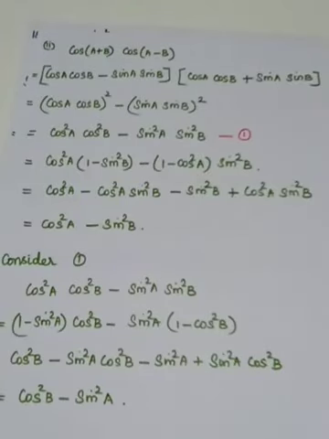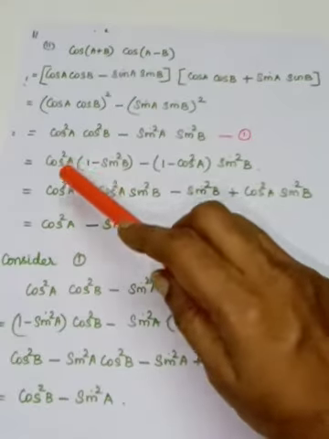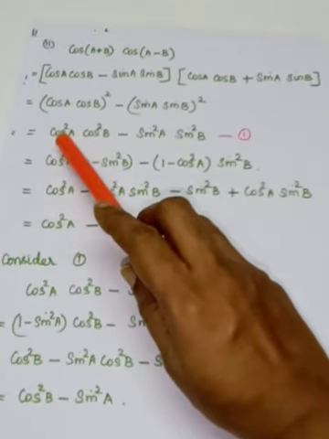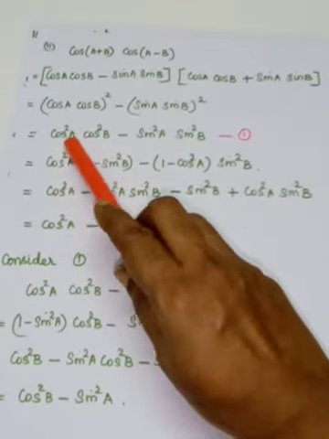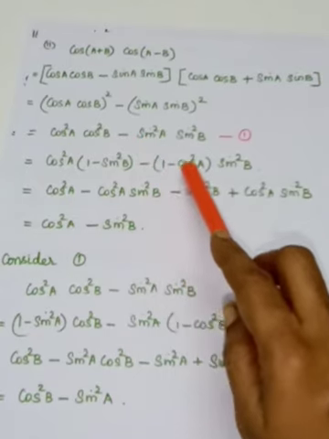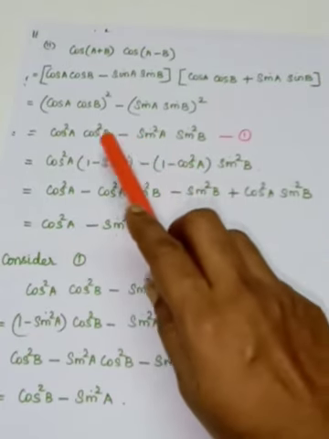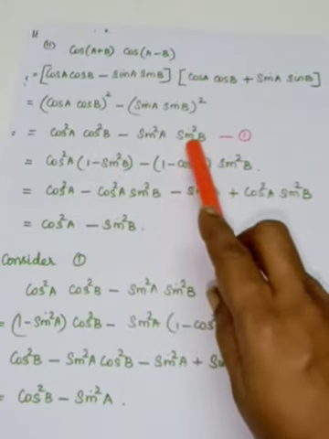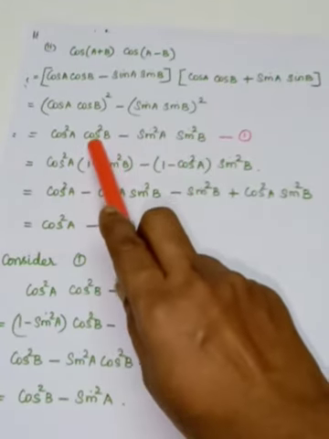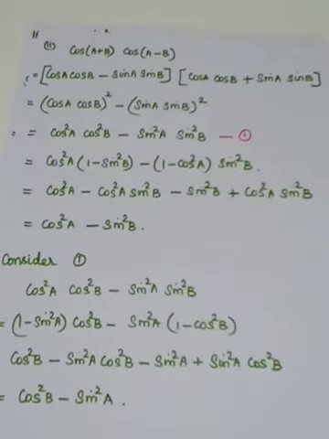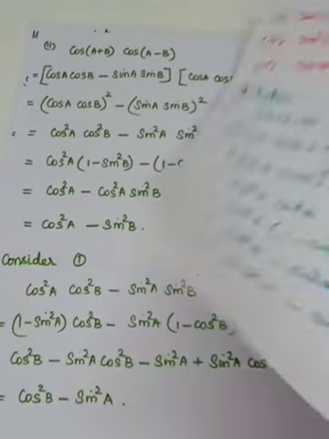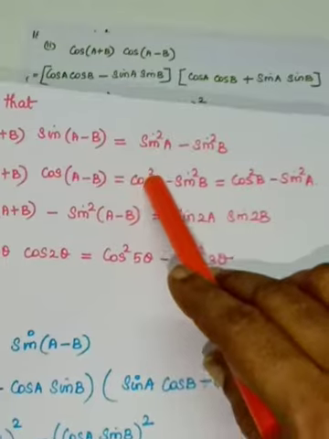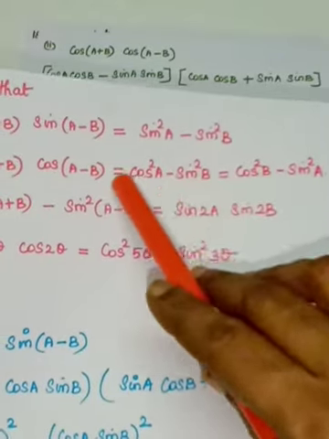Okay, but what has to remain as it is, cos squared A. And the sin squared A has to be changed. Here cos squared B is needed or sin squared B is needed? Sin squared B is needed. So cos squared B has to be changed. You see the result. What you have to prove? It is cos squared A minus sin squared B.